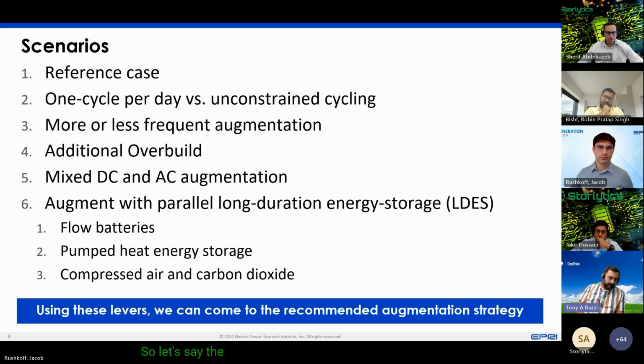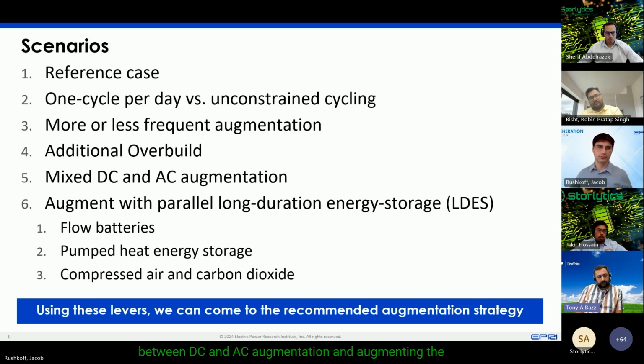So let's say the schedule currently is augment every 4 years. We're looking at augmenting every year, every 2 years, every 3 years, even every 5 and 6 and 7 years. So we're looking at the sensitivity there. Also evaluating initial overbuild to offset degradation, a mix between DC and AC augmentation, and augmenting the lithium-ion technology with parallel LDES technology that Jacob will cover in detail.